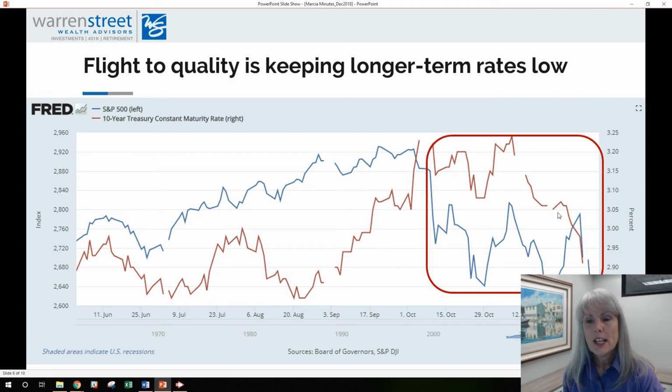So this dynamic here is keeping those long-term rates low, even when the short-term rates are going up. So that's what's causing this flat yield curve, which could in fact become inverted, but not for reasons related to the economy, but for reasons really related to the stock market, which are not necessarily the same thing.